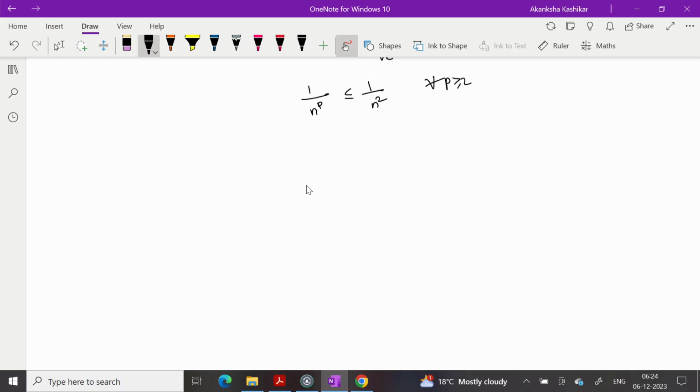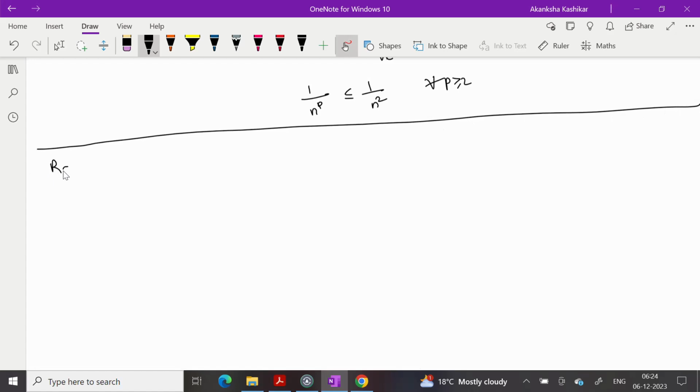Let me now go for the next test, which is known as the ratio test. It is also known as D'Alembert's ratio test. So we will follow the same style. Let me write the statement, then we will prove it, and then we will see one or two examples.